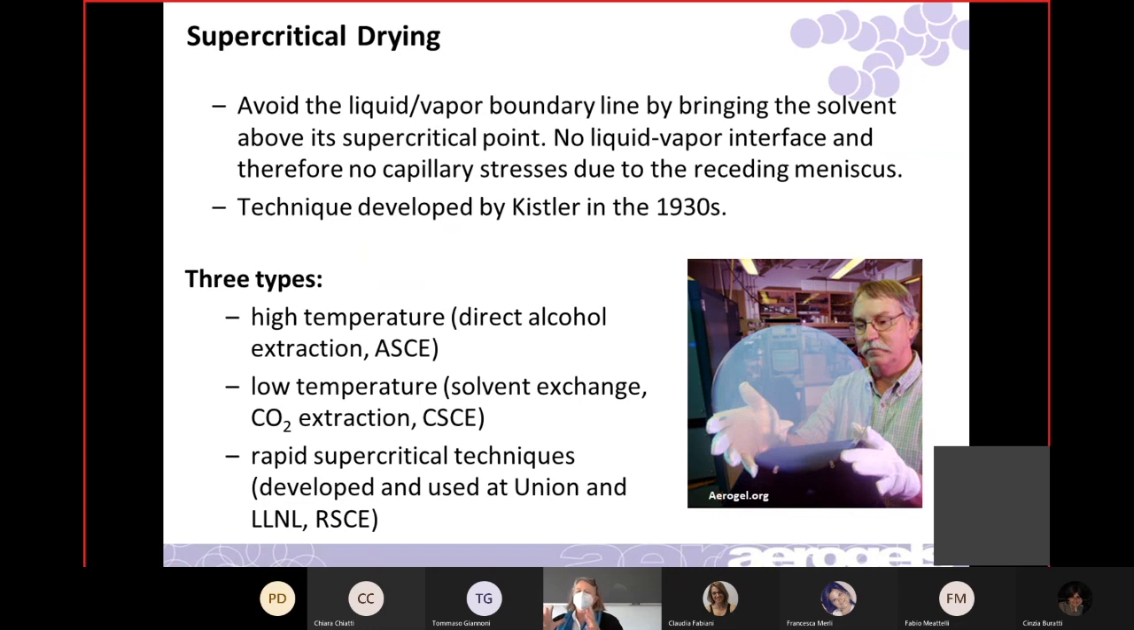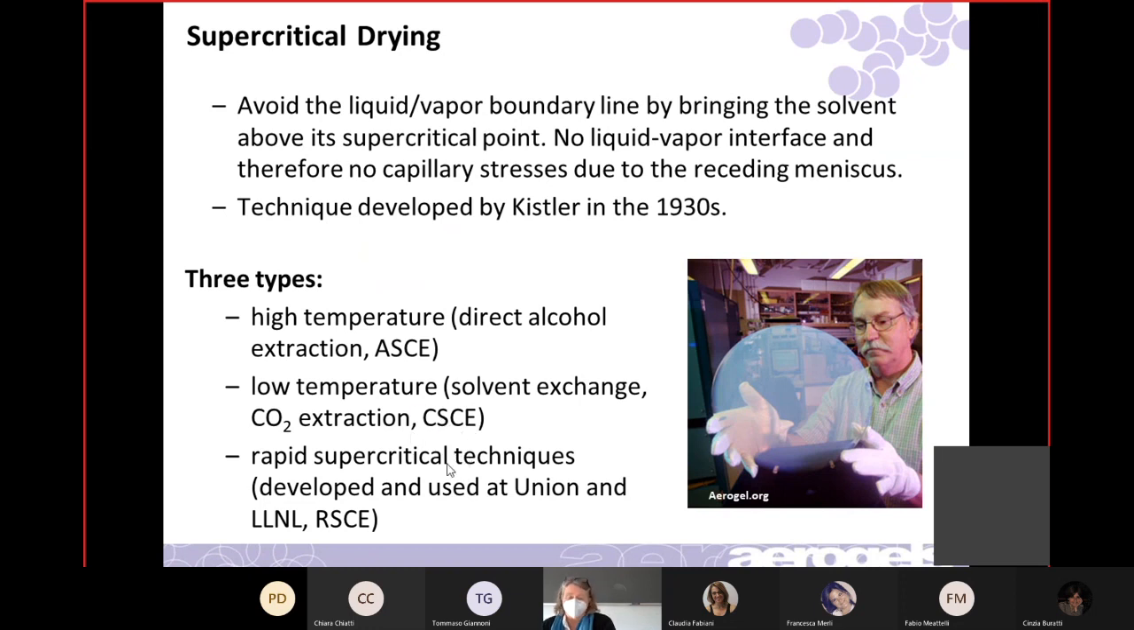So I will call these alcohol supercritical extraction, ASCE, so that's high temperature. Low temperature is carbon dioxide supercritical extraction, CSCE. And then the third method is called rapid supercritical techniques. And that is the method that we use.